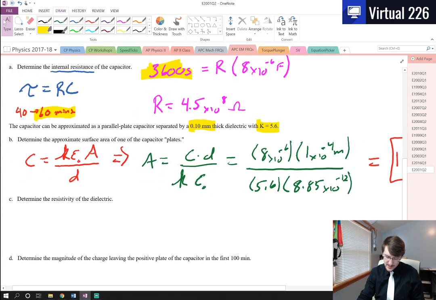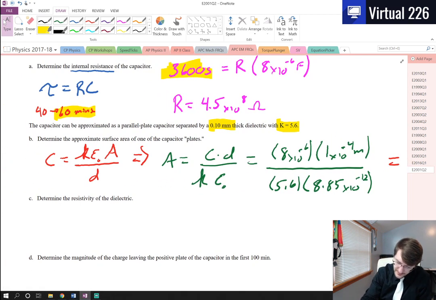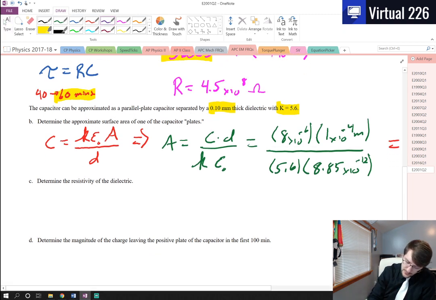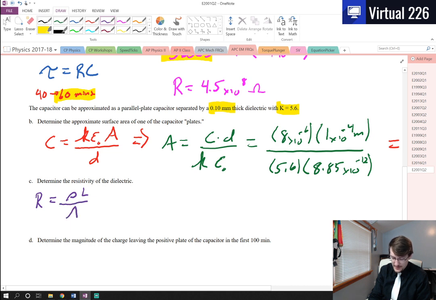Okay. Now we have to determine the resistivity of the dielectric. Well, I know that resistance is equal to rho, resistivity, times the length over an area. And in this case, let's solve for resistivity real quick. Rho is going to equal RA over L.